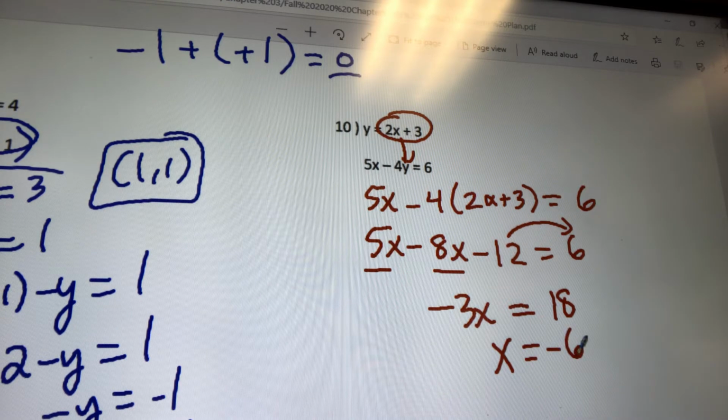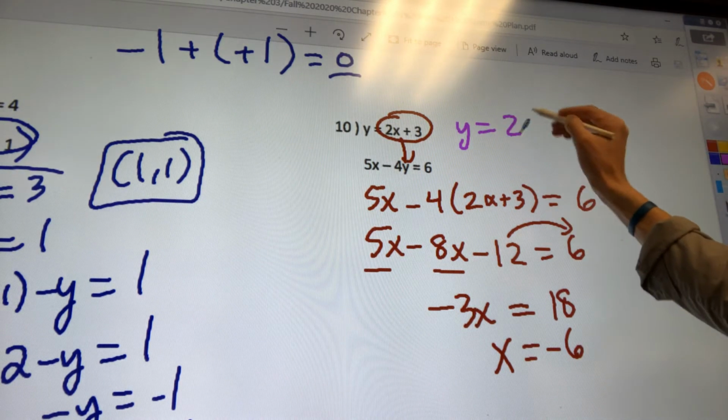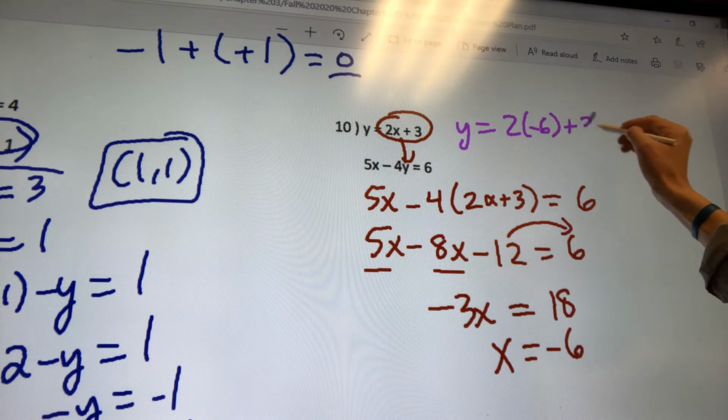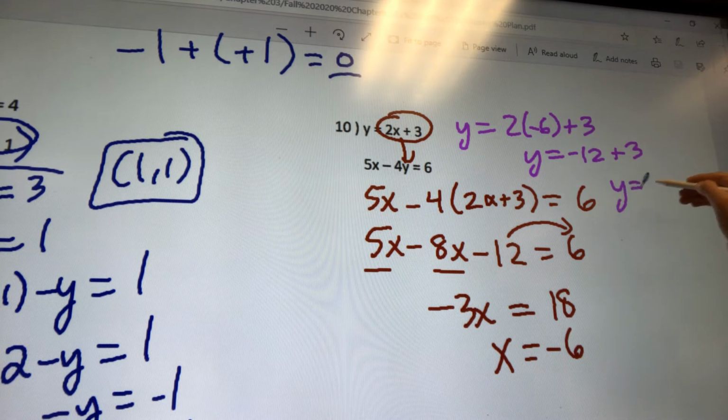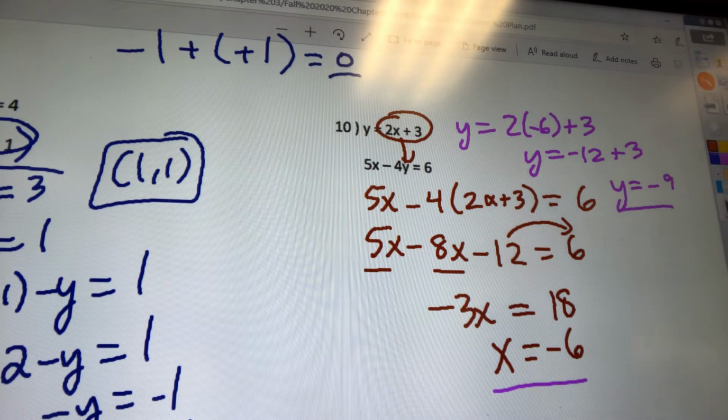So there's a little bit of work up front with substitution, the whole substituting part, but then when you get an answer, easy peasy. So y is 2 times negative 6 plus 3. y is negative 12 plus 3. y is negative 9. All right. Oh, ordered pair: negative 6, negative 9. Ordered pair.